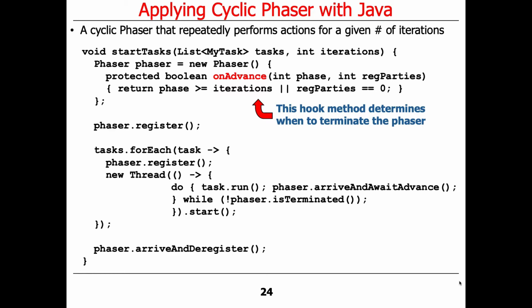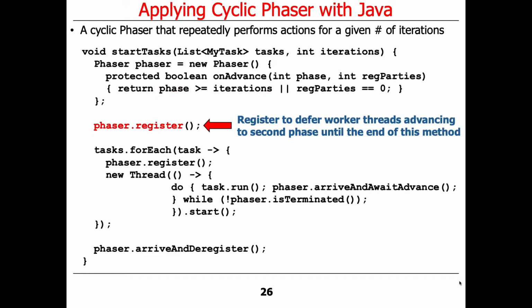So as you can see here, the way it works is when the phase number equals the number of iterations, then we're finished. So it's going to let all these things run for the number of iterations that they need to run, which let's say is 10. And of course, if there's no registered parties, we'll also shut down.